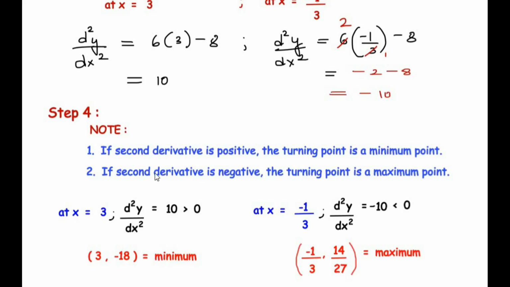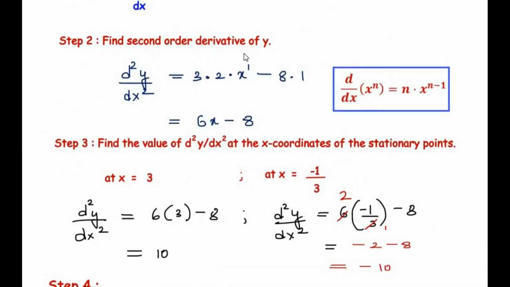And the second point was, if the second derivative is negative, the turning point or the stationary point is a maximum point. So here we can see that at x equal to minus 1 over 3, our second derivative was a negative 10, which is a negative number. So the coordinates of the second stationary point, that is minus 1 over 3 comma 14 over 27, is going to be a maximum point. So this is one of the methods to determine which is a minimum and maximum point out of the two stationary points, that is by using the second derivative method.